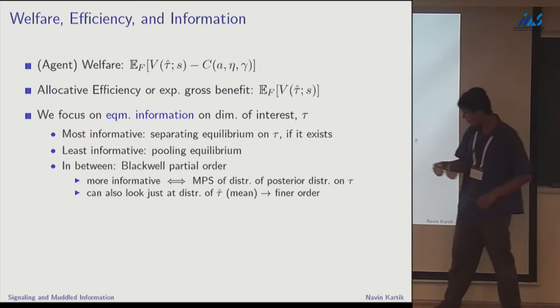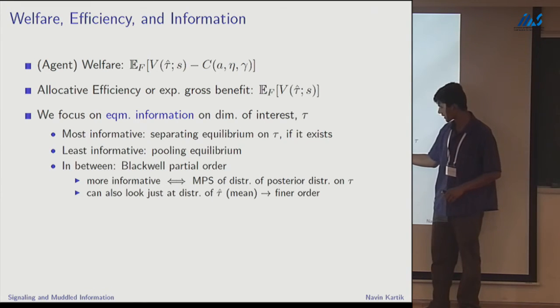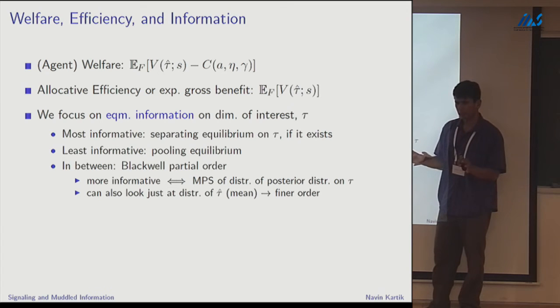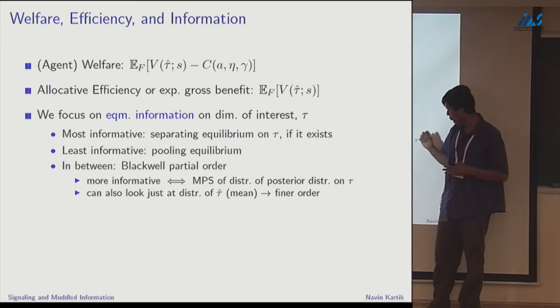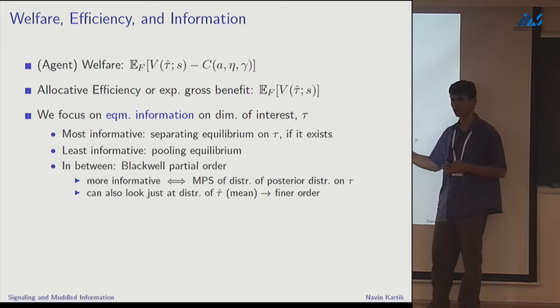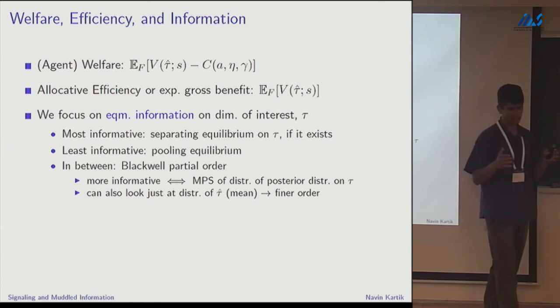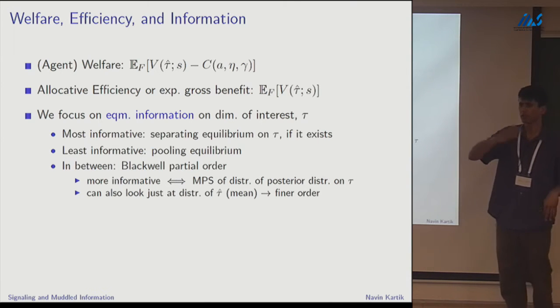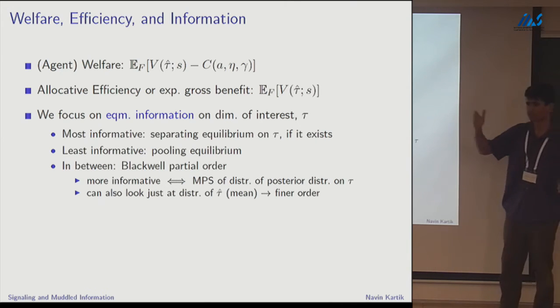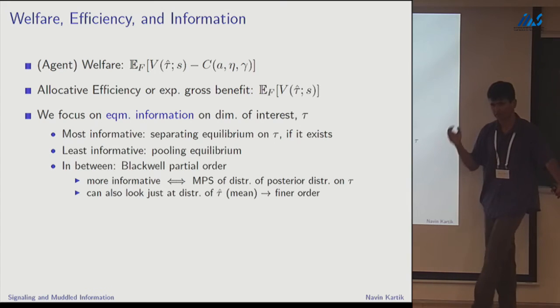Let me flesh that out a little bit. Fix an equilibrium. From the ex ante perspective, that equilibrium generates some distribution over market beliefs on the dimension of interest. Keep in mind that it's a distribution over distributions, because whenever the agent takes some action, the market is going to have some distribution over the agent's type on the dimension of interest.